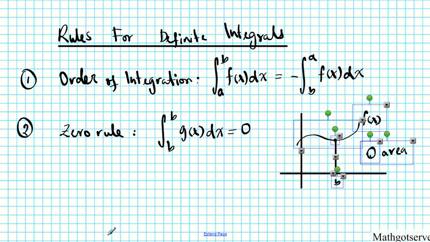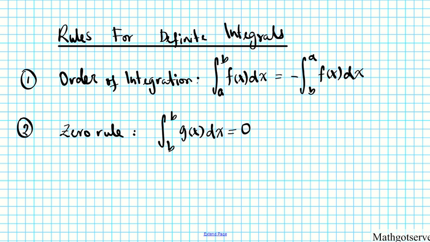If you wanted to use the FTC Part 2, it's way more obvious. If I were using the FTC Part 2, this would basically be the antiderivative evaluated at b minus the antiderivative evaluated at b. You're subtracting the same thing and you're going to get 0. Alright? So that's why we have the 0 property of intervals.